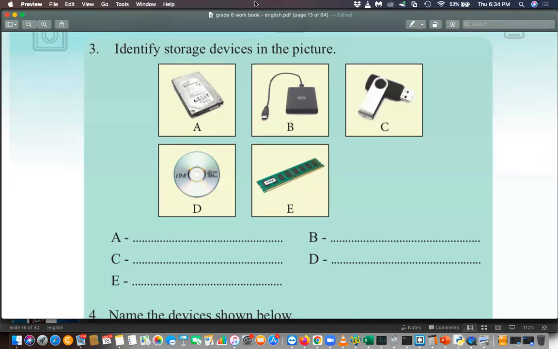Yes, can you tell me one? Any number? Anything that you know? You don't know anything? Cannot be. DVD. Which is DVD?